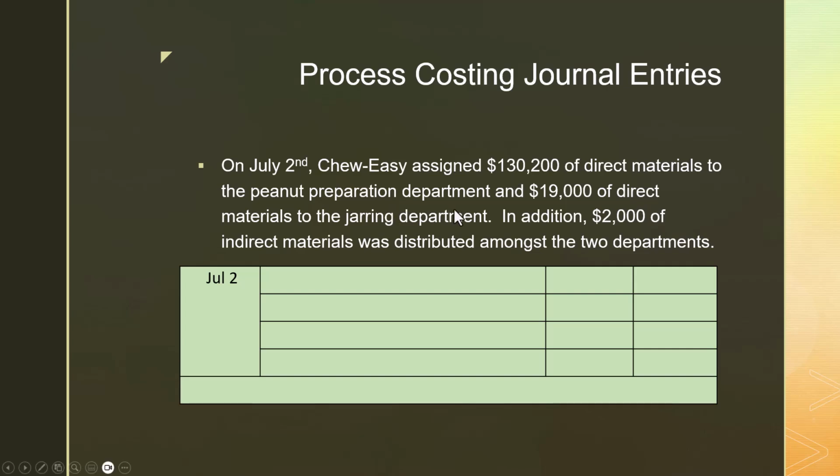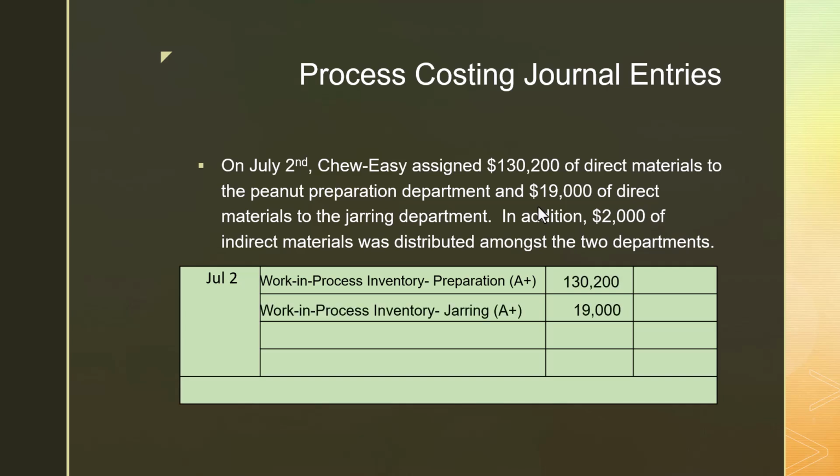Looking at the jarring department's PCR, that was $19,000 worth of materials costs that were added by that department during the period. So you would go to the PCR, figure out what the material cost added was by each department, and then you record it on your books with a debit to that department's WIP subsidiary account. So you would have a debit to WIP inventory dash preparation for 130,200. Same process would lead us to a debit to WIP inventory dash jarring for the $19,000 of costs added by that department during the period.